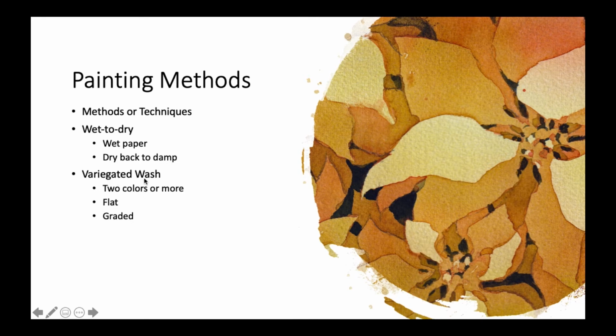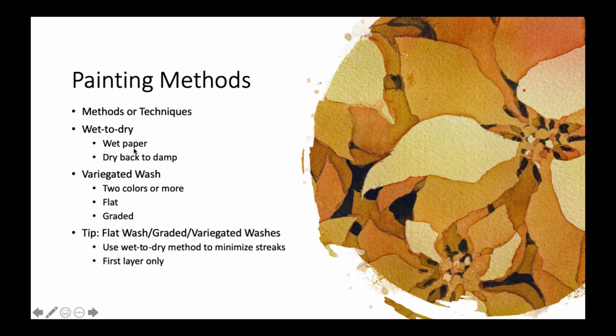And then we're going to do variegated washes. So two or more colors. Variegated means two or more colors, and it can be mostly flat. We're going to work flat washes here. Flat means one value, but you can also do a graded wash that's variegated. Remember, a graded wash varies in value from dark to light or light to dark.